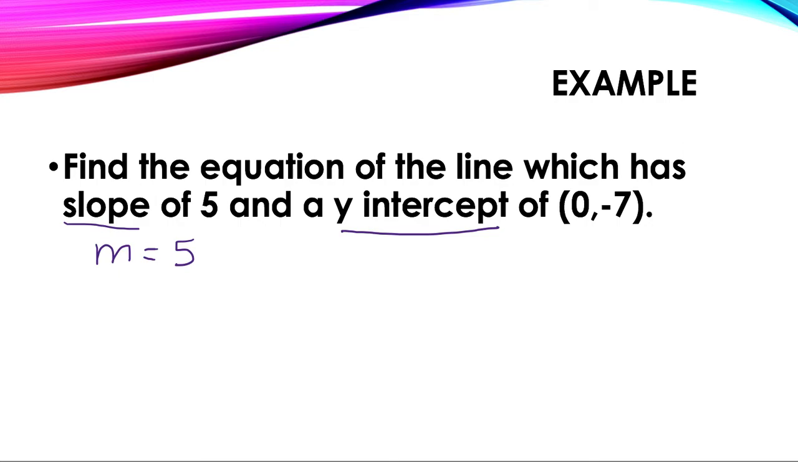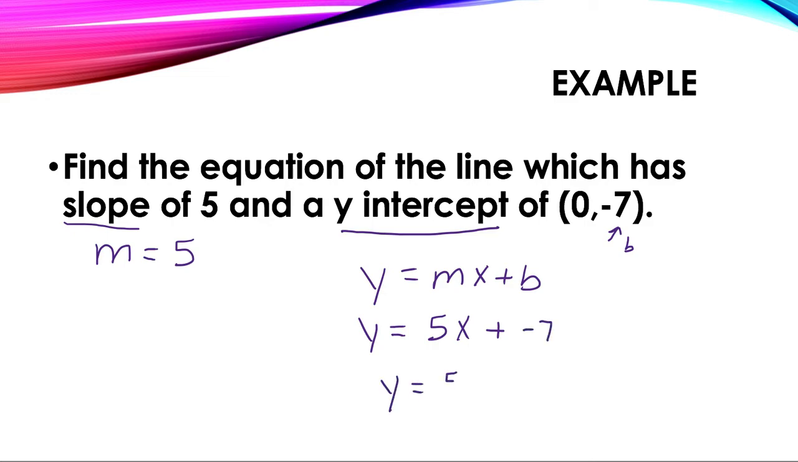So I'm going to go ahead and write my formula down. y is equal to mx plus b. I'm going to plug a 5 in for the slope. And for the y-intercept, I'm going to plug in a negative 7. And so the answer to this problem would be y is equal to 5x minus 7.